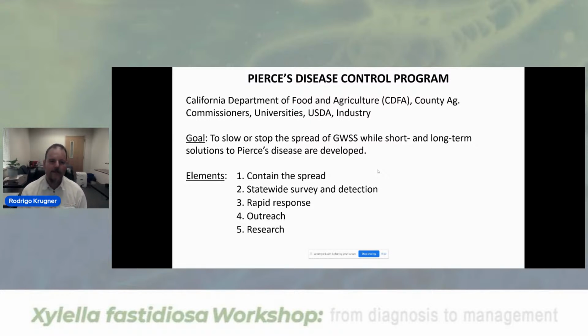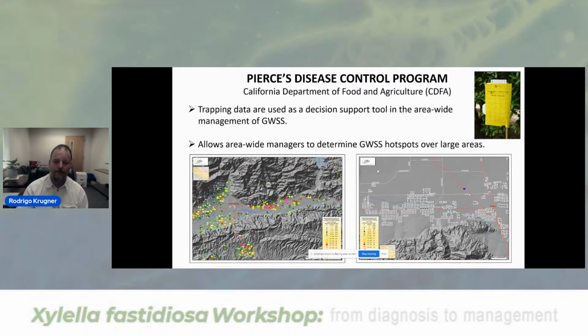There are 5 elements to this control program. One is to contain the spread, survey and detection, a rapid response in case of new detections, outreach to alert the public, and also research. So one component is trapping. These are yellow sticky traps that you can see on the upper right side of the slide. So if you look at the maps on the bottom there, on the one on the right side, all those white circles are a location for a sticky trap.